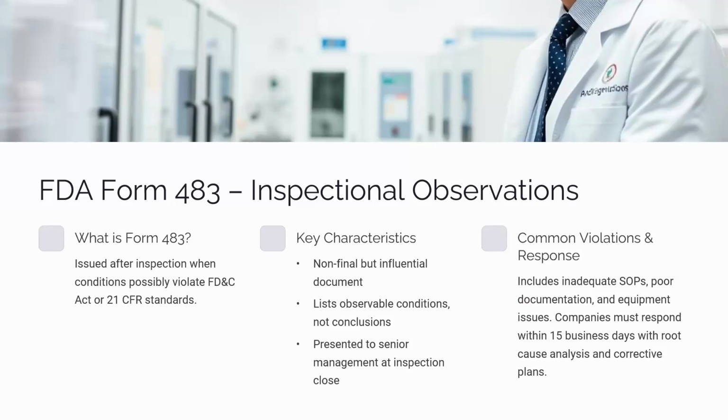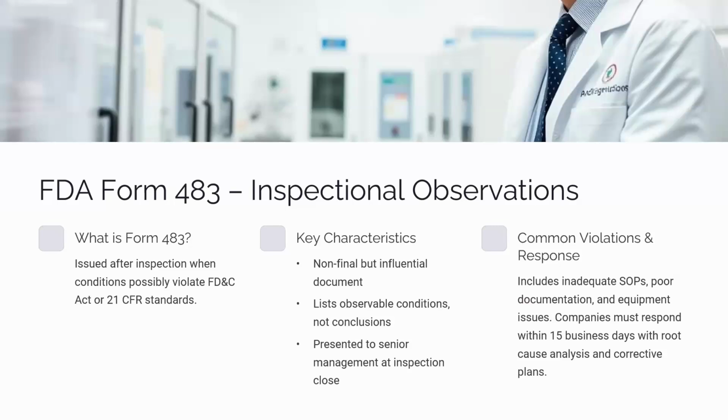Mainly two things could be violated. The first is your CGMP regulations for drugs and biologics, and the second is your quality system regulations. So Form 483 is issued after an inspection when conditions possibly violate the Food, Drug and Cosmetic Act or 21 CFR standards. For 21 CFR standards, you can refer to the US FDA website and read about all the standards that come under 21 CFR.